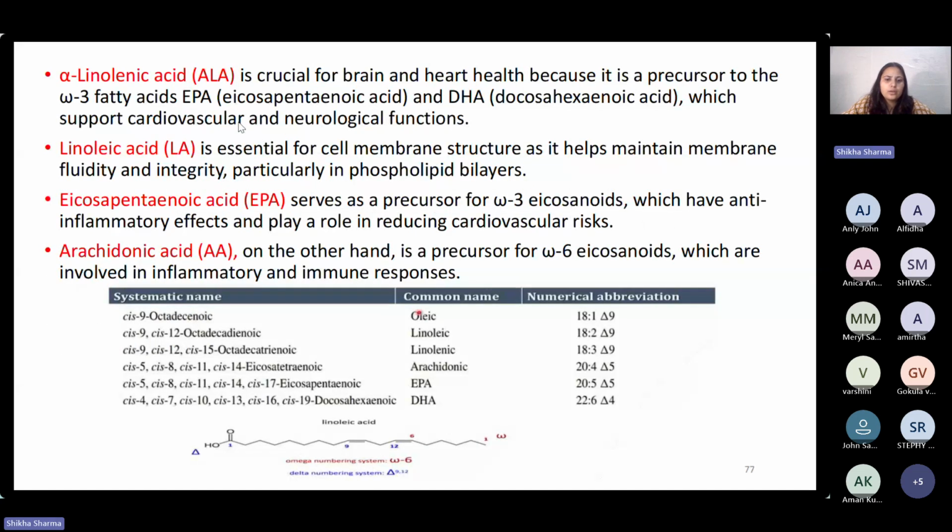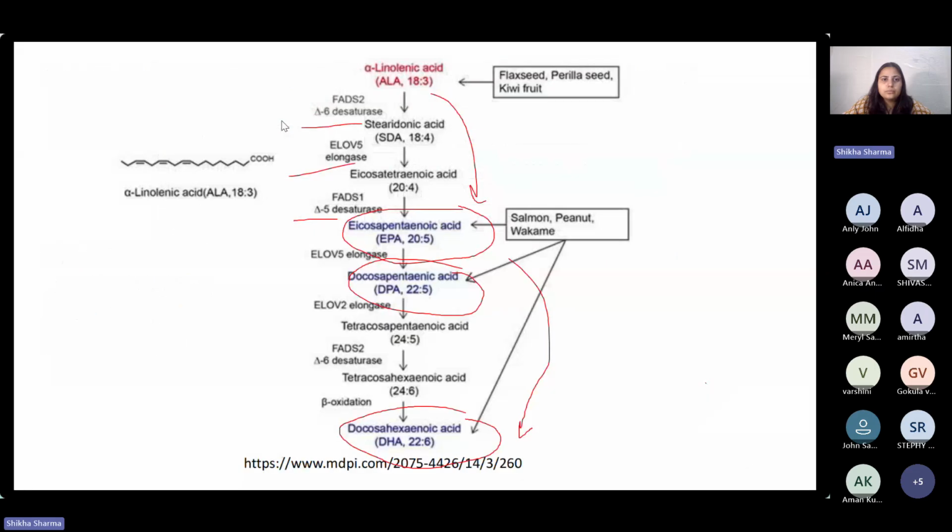Let's see. Alpha-linolenic acid, ALA, is crucial for brain and heart health because it is a precursor to the omega-3 fatty acids EPA and DHA. So we discussed that ALA is the precursor for EPA and DHA, and it is very important for brain and heart. It supports the cardiovascular and neurological functions. Here we discussed this whole pathway.